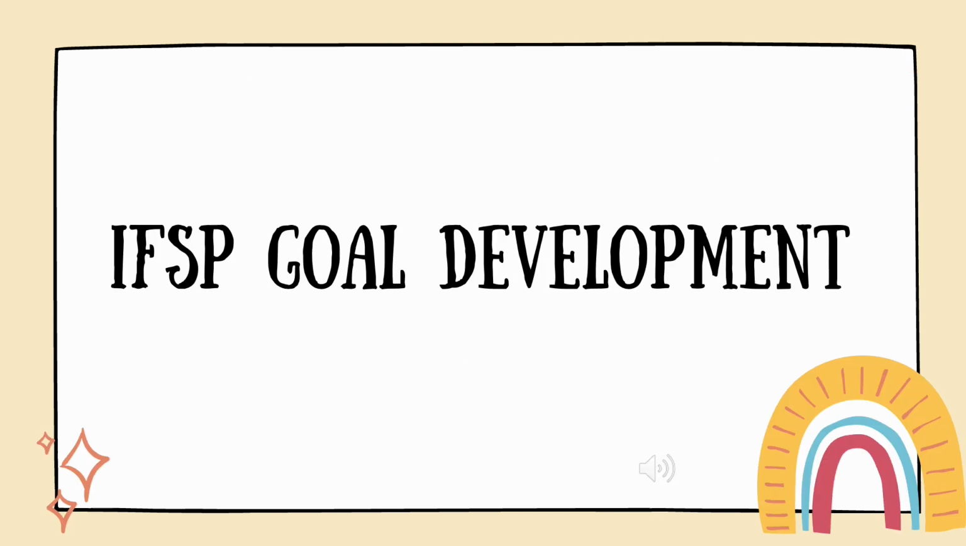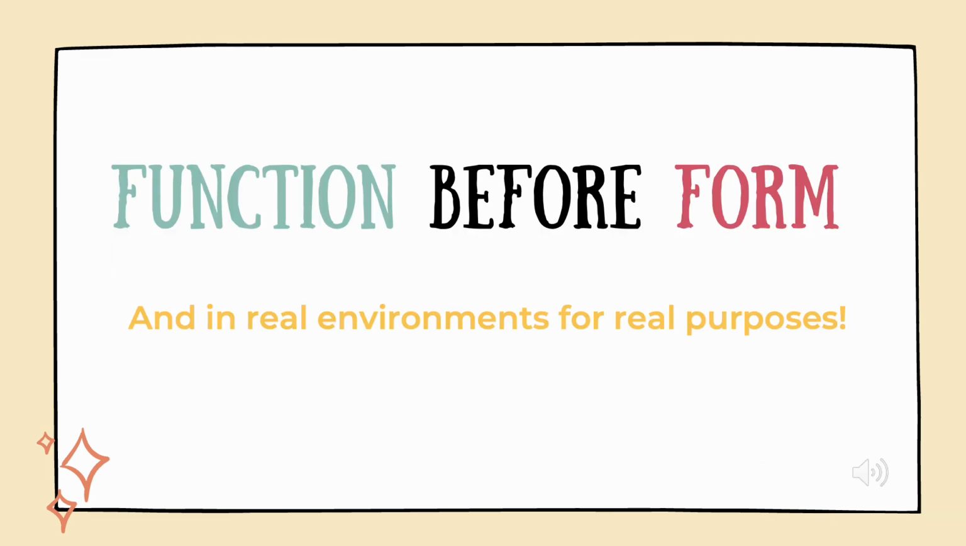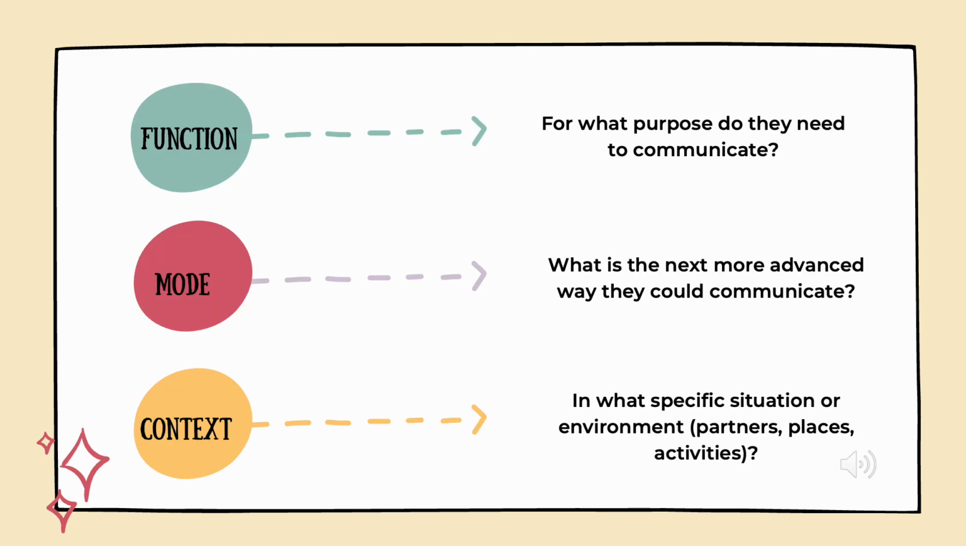So now let's pull it all together and talk about IFSP goal development. What goals are we going to target? What's reasonable for us to target? How are we going to make those decisions? When I'm writing goals, I like to consider the function, the purpose of communication before I consider the form of communication. And I want to make sure that these goals address real communication needs in real environments for real purposes.